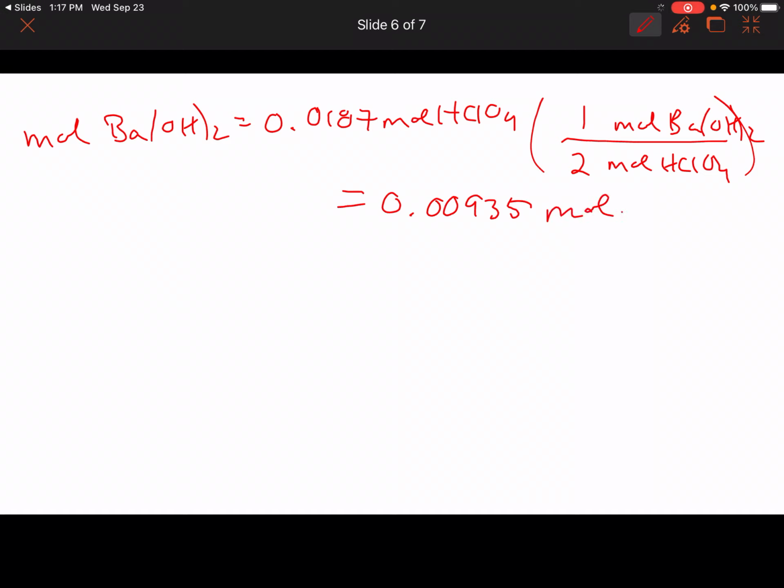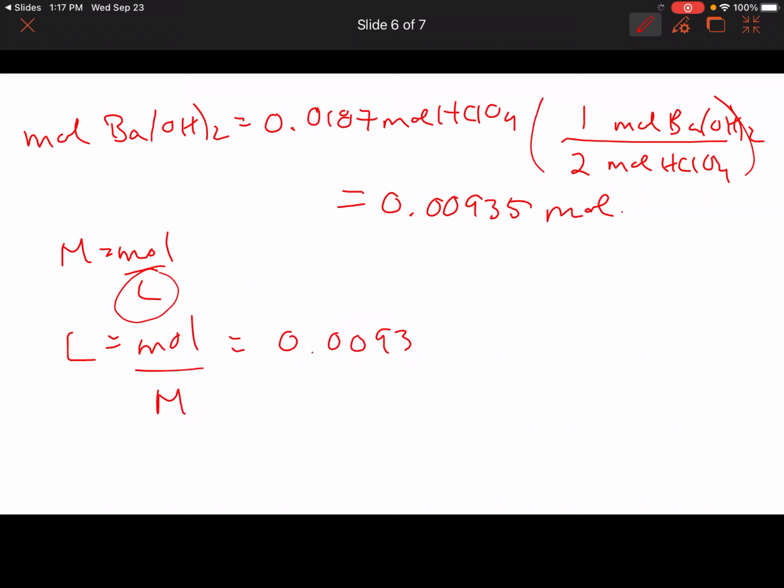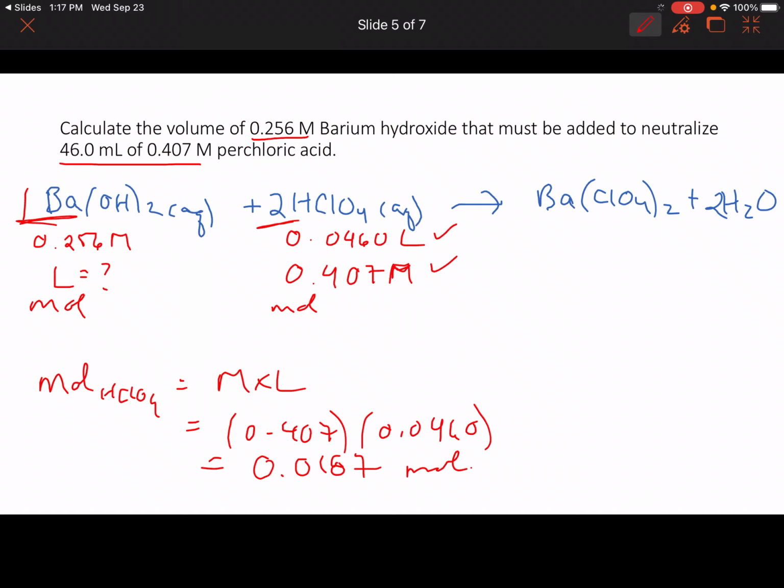So now my final step, because the question is asking me for the volume of the barium hydroxide. Again, molarity equals moles per liter. So if I want to solve for liters, it's going to be moles divided by molarity. So now I'm just going to plug in my data, 0.00935 moles, and the molarity of the barium hydroxide is 0.0256.